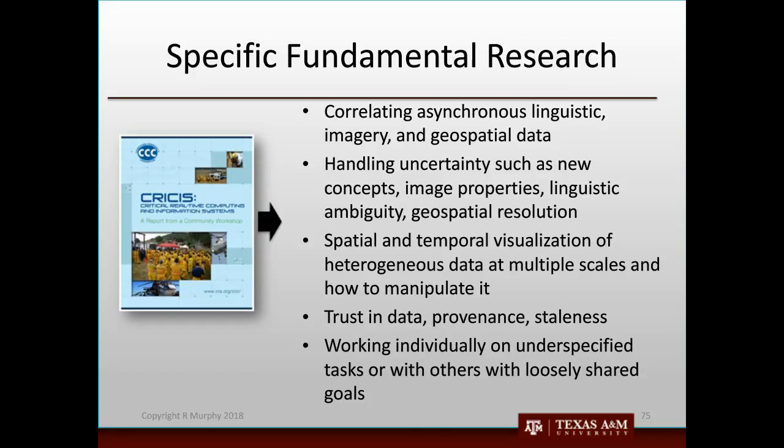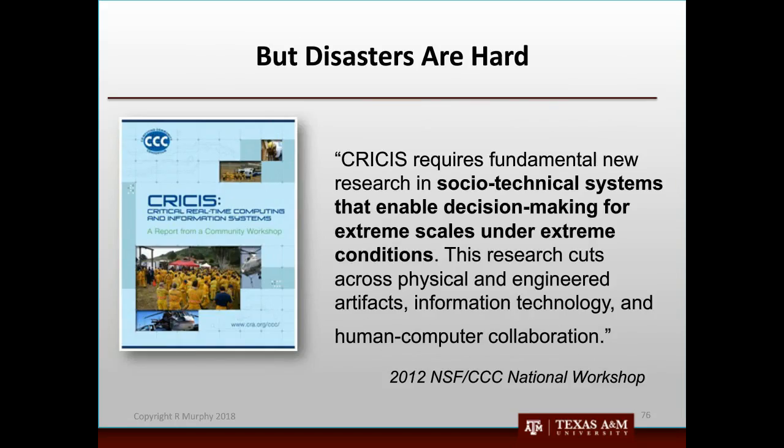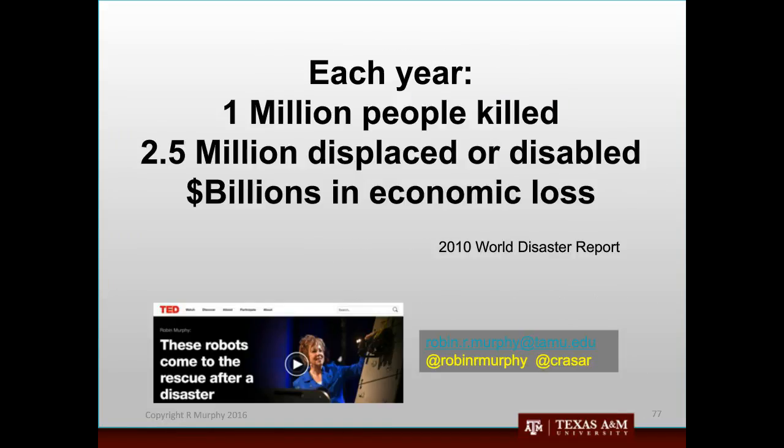And no matter what, disasters are hard, and it's not the same exactly as a smart city or big data or cyber-physical systems. It's really different. This socio-technical systems approach that really enables decision-making at extreme scales under extreme conditions is a specialty in and of itself for computing. And so I hope you'll look at it and treat it as such, because it's really, really important. Because each year, all over the world, 1 million people are killed on average each year.